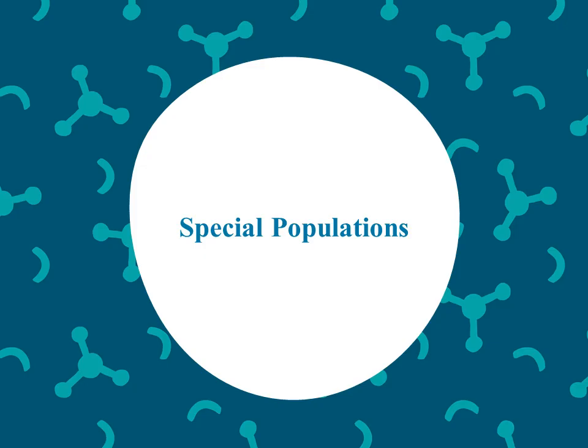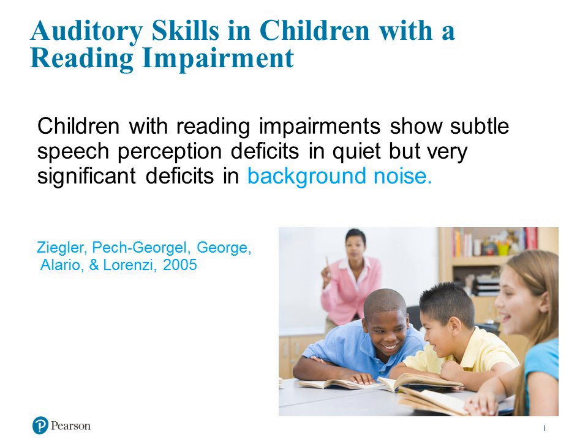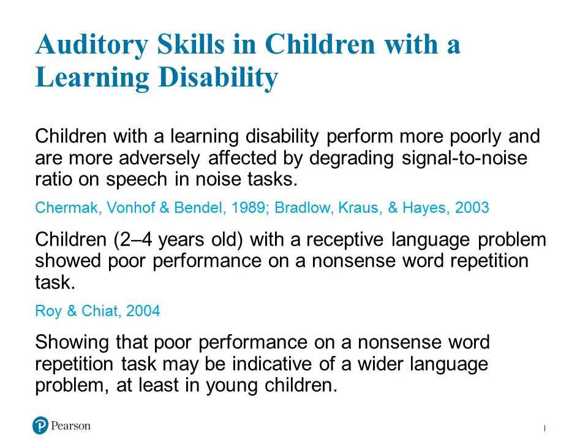So what happens in the special populations? What happens to these children who have reading disabilities? Children with reading impairment show subtle speech perception deficits in quiet, but very significant deficits in background noise. This is a study by Ziegler et al. in 2005. Children with a learning disability perform more poorly and are more adversely affected by degrading signal-to-noise ratio in speech and noise tasks, the work of Shermack et al.